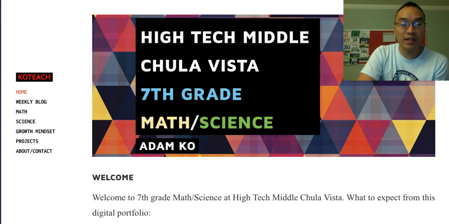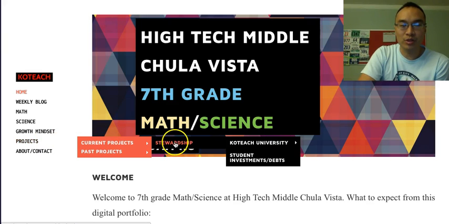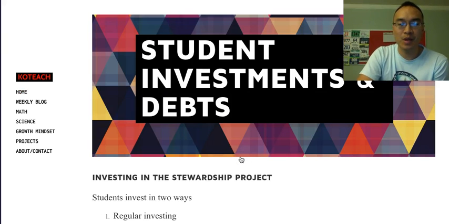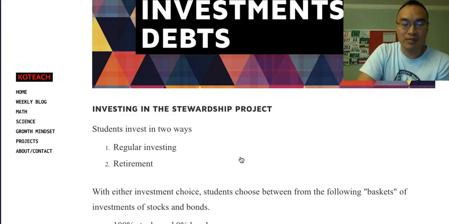For today's workout, we are going to try and explain how you can either make money or lose money in your investment that you made last week. So let's get started. We're at my DP and we are going to projects, current projects, stewardship, and click on student investments and debts. So this page is like an overview of investing and debts or borrowing money. We're just going to talk about investment for this workout.